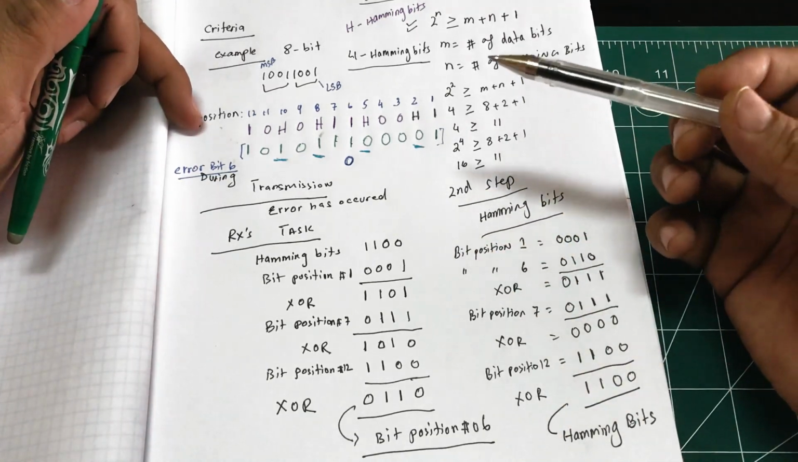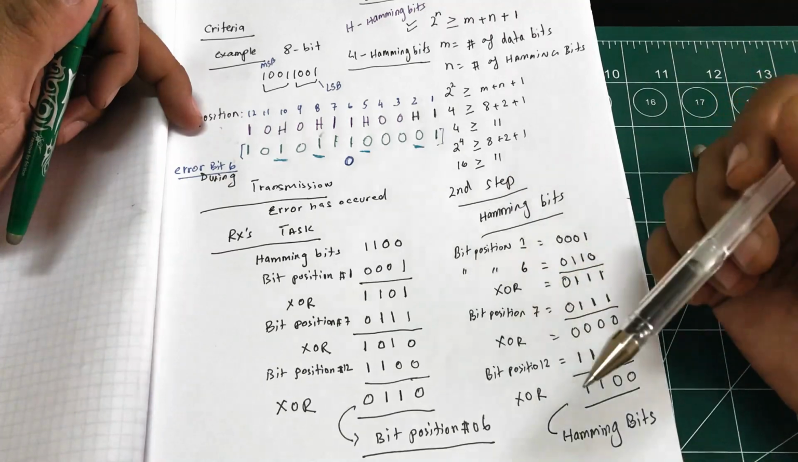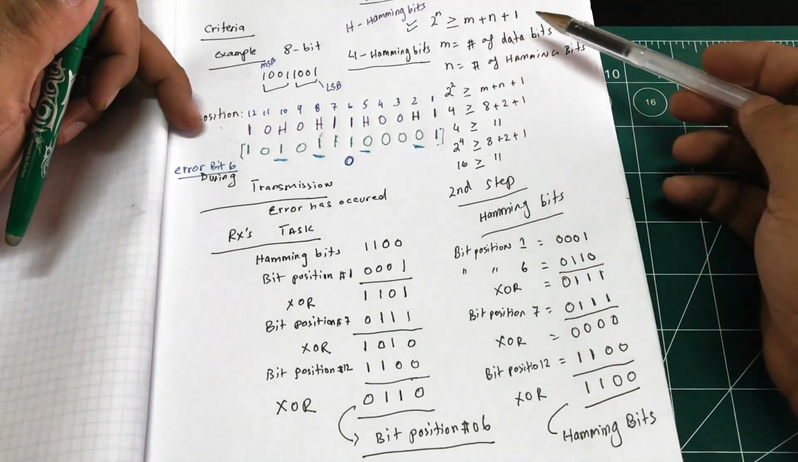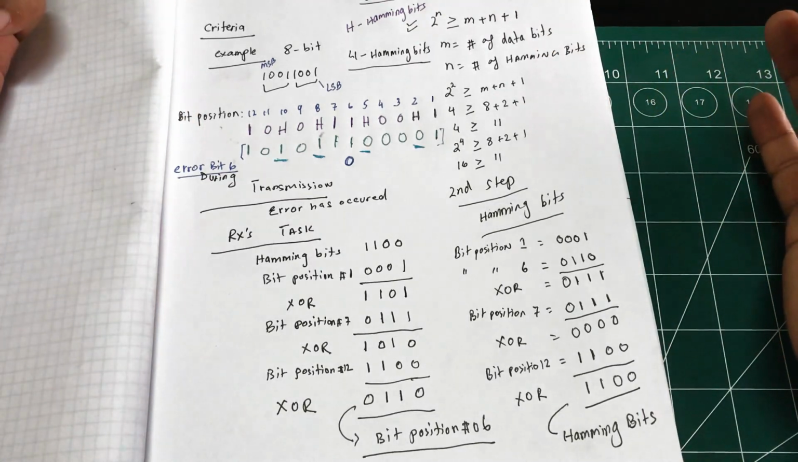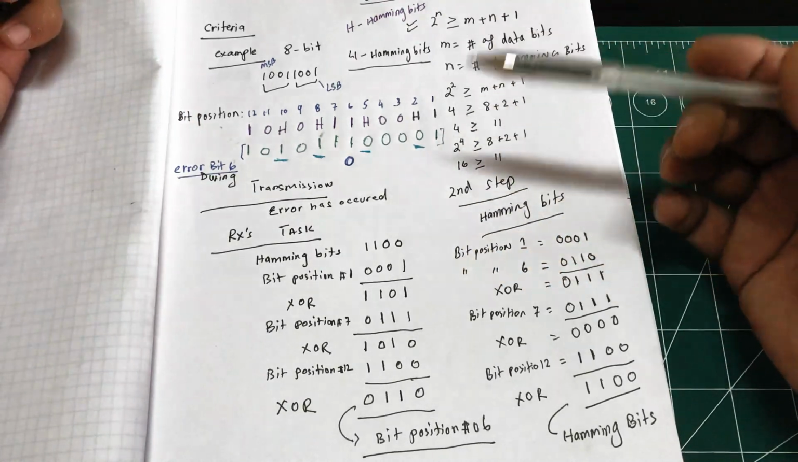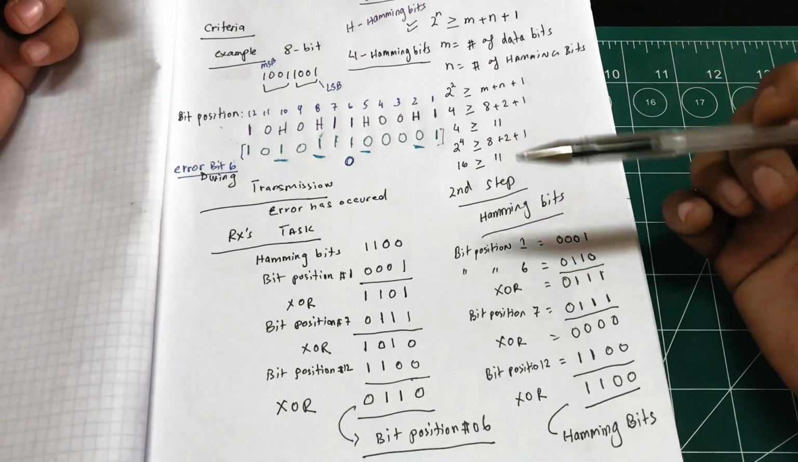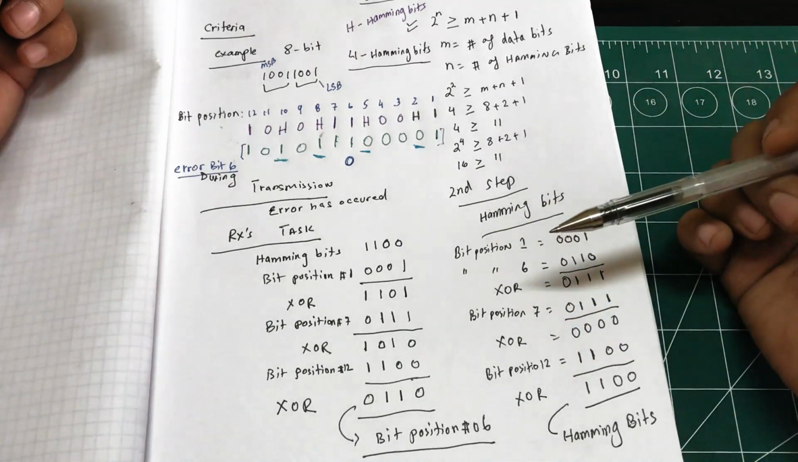If you want to correct more than 1 bit error, then you have to add more bits. Basically, the higher the amount of data, the more and more bits you have to add, and that's how you do error correction and detection.